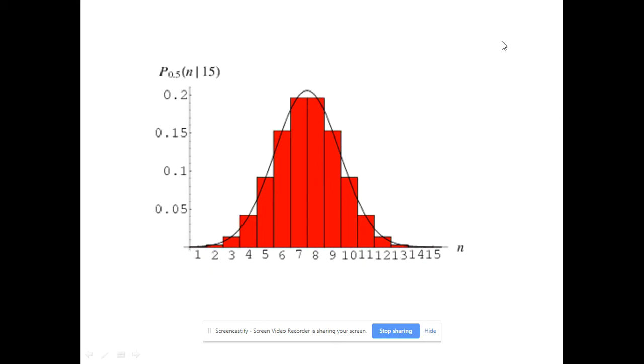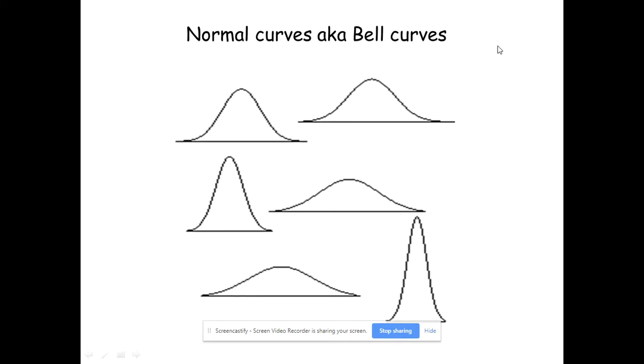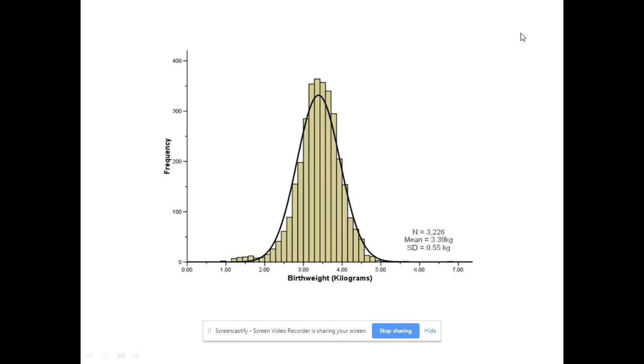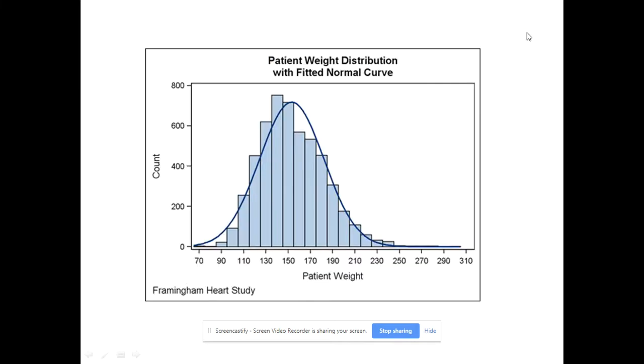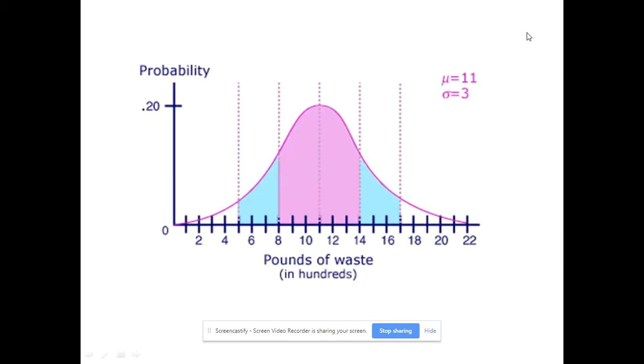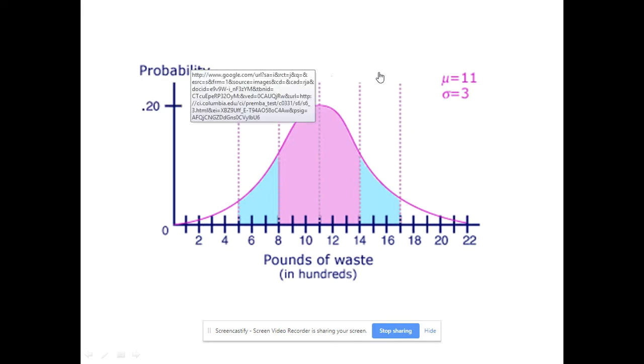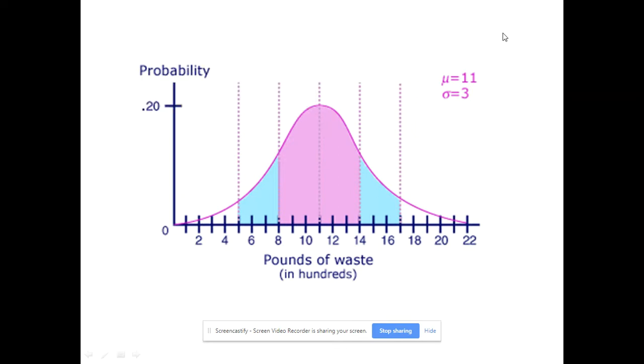And there's lots and lots of things in real life that follow this kind of a curve. Your normal bell curves can have various shapes, but they all will be symmetrical and they will all have a high point at the middle or the average data. So birth weight would follow this standard bell curve, patient weight, hundreds of pounds of waste. And you see on this one, they've broken it down into pieces, and we'll talk about what those pieces mean in a little bit.